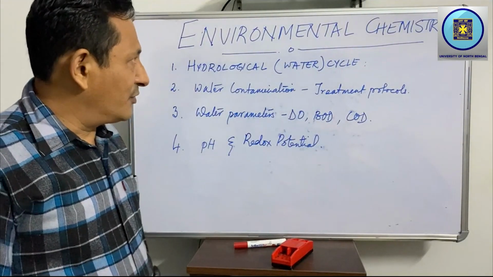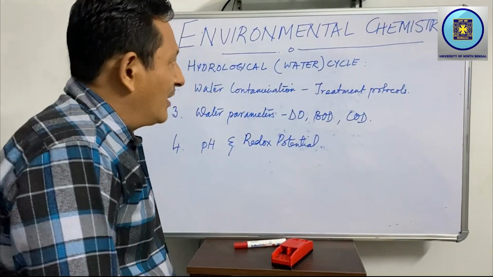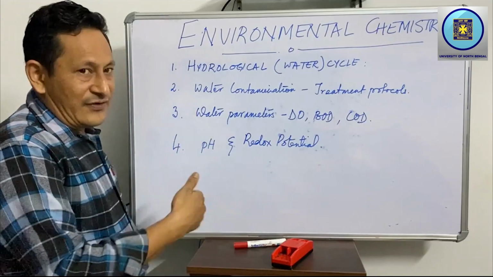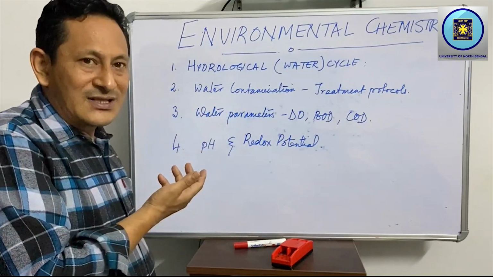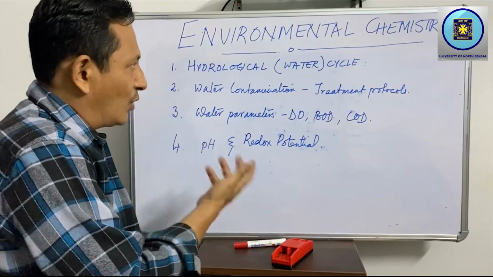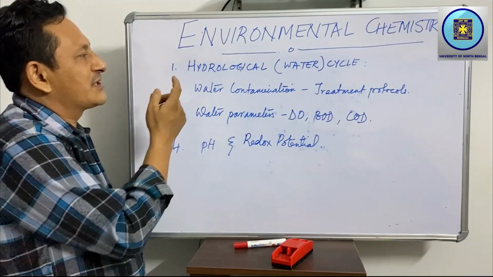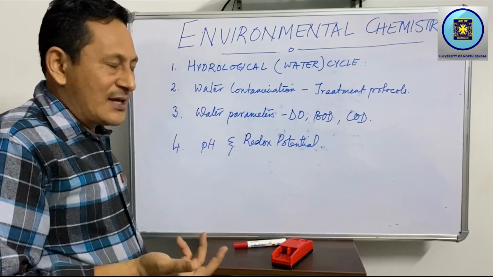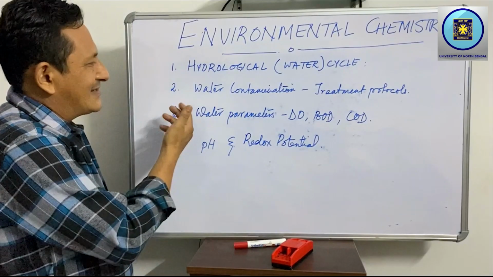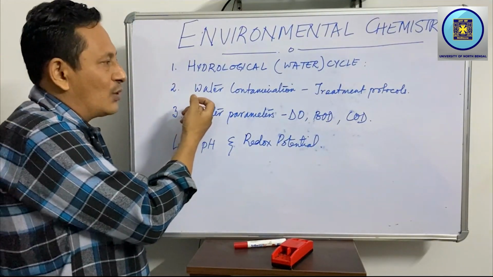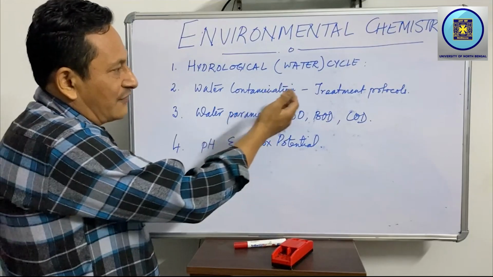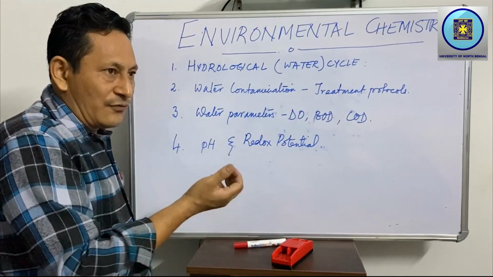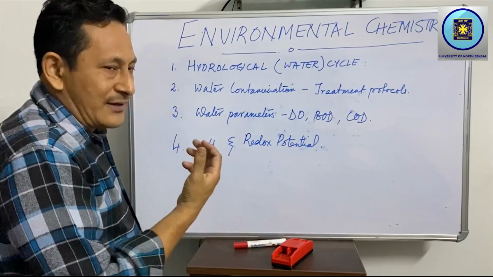Welcome everyone to a very quick session on environmental chemistry. Let me give you a feel of what is contained in these sessions. In this very first session, we'll be talking about the hydrological cycle, which is also better known as the water cycle. Here we'll also be discussing the solvent properties of water and why water is known as a universal solvent. In this second session, we'll be talking about water contamination and the conventional treatment protocol we have, which involves processes like coagulation, flocculation, sedimentation, and filtration.